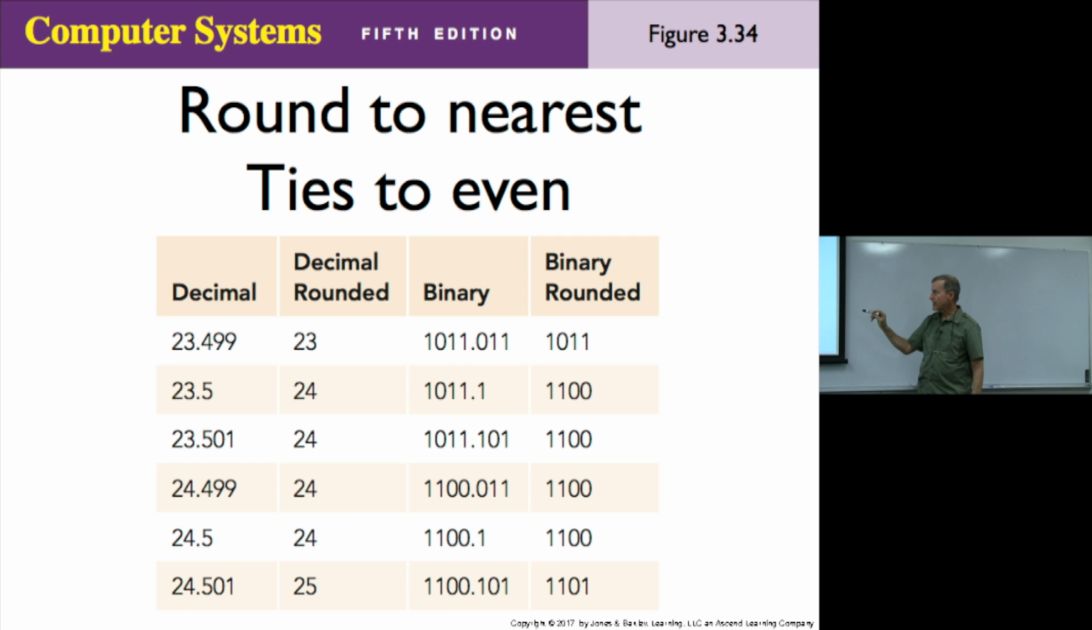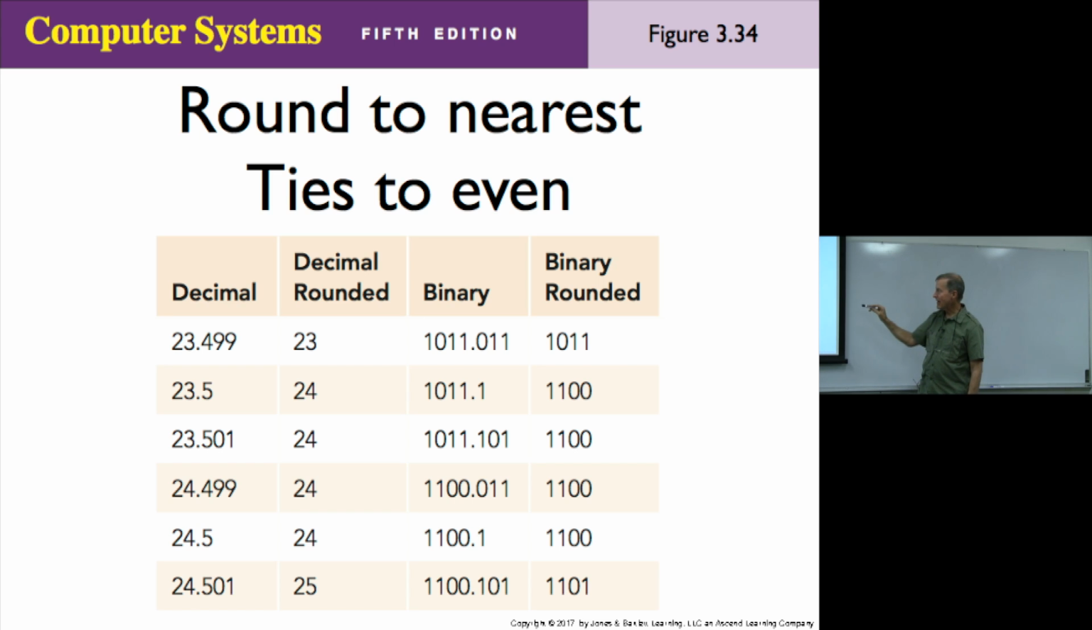In decimal, if it's 23.5, do you round down to 23 or up to 24? It's a tie, so you round up to 24, which is even. On the other hand, if it's 24.5, do you round down to 24 or up to 25? Well, 24 is even, so you round down to 24. And it's the same thing in binary. Does everybody see how this works?